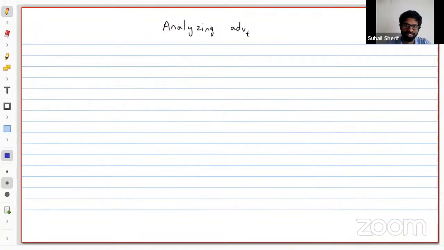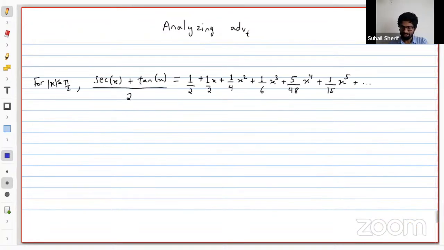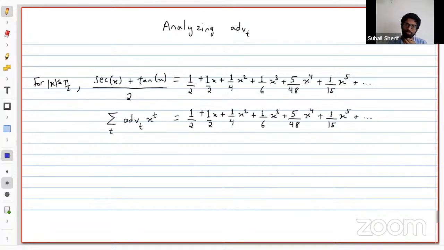We'll skip this slide. Right. So it turns out that if you look at the polynomial expansion of sec x plus tan x by 2, the coefficients of x are exactly the advantages that pop up. And we have a proof in our paper. It's not a proof that I understand, but it's a proof that's verifiable.